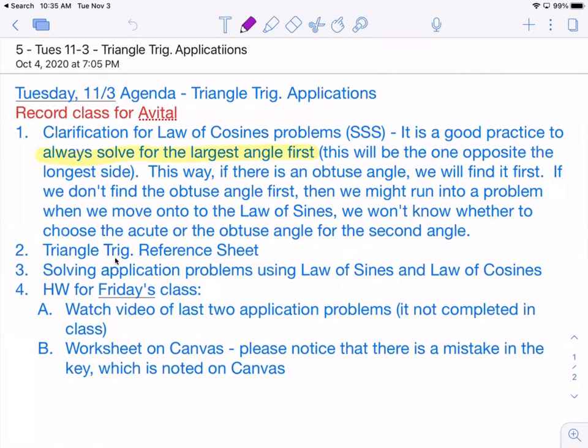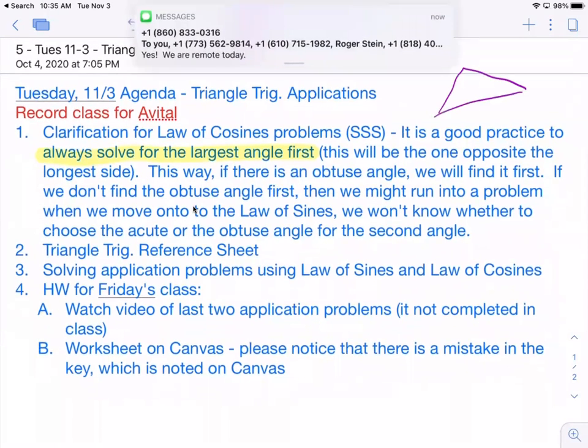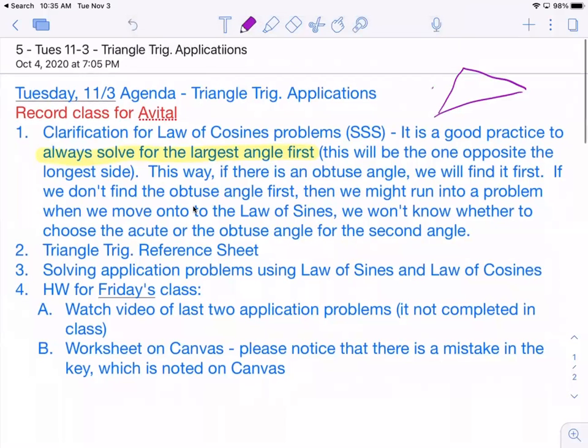Okay, so the clarification is, if you're using law of cosines and you have a side, so let's say we have some triangle and its side lengths are, let's say, 5, 7, 9. If we use the law of cosines here, which we can, we have a choice as to which angle to choose. So let's say I'll label these A, B, and C.